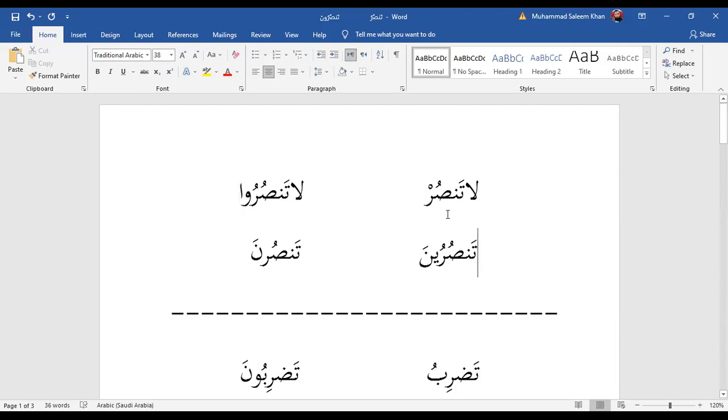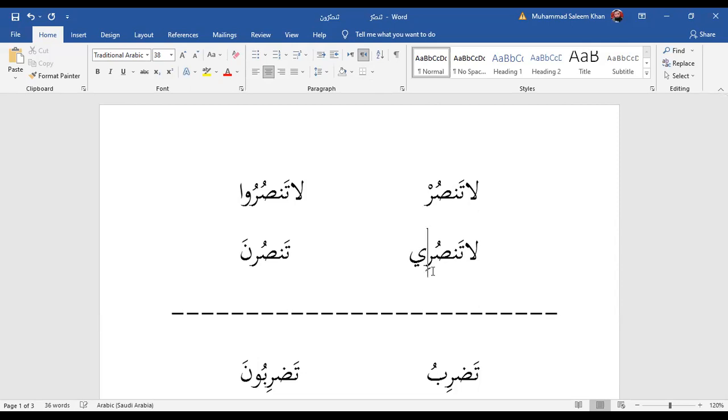La tansuri. So what will we drop here? We will bring in la first, and then we have to drop noon as well. But there has to be one more change as well. We know that dhamma and ya do not get along. So what we have to do, we have to put La tansurni.